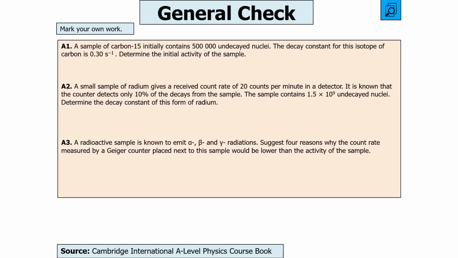Right, again, in this first one, activity is the decay constant times the number of nuclei. So 0.3 times 500,000 is 150,000 per second.